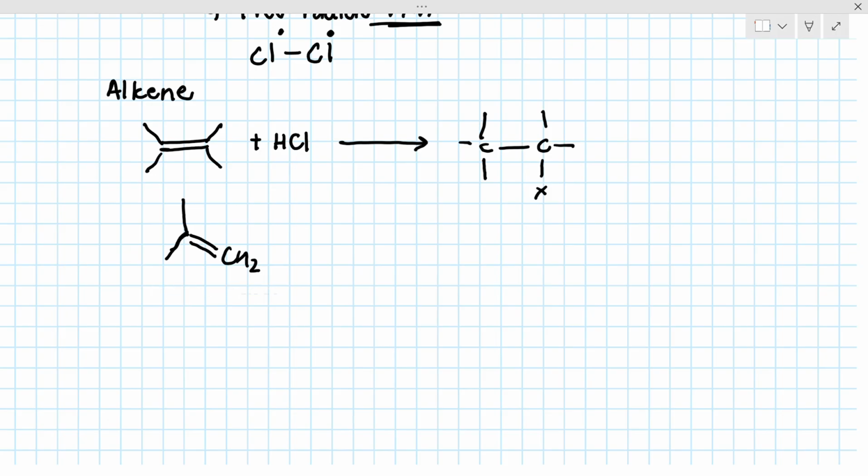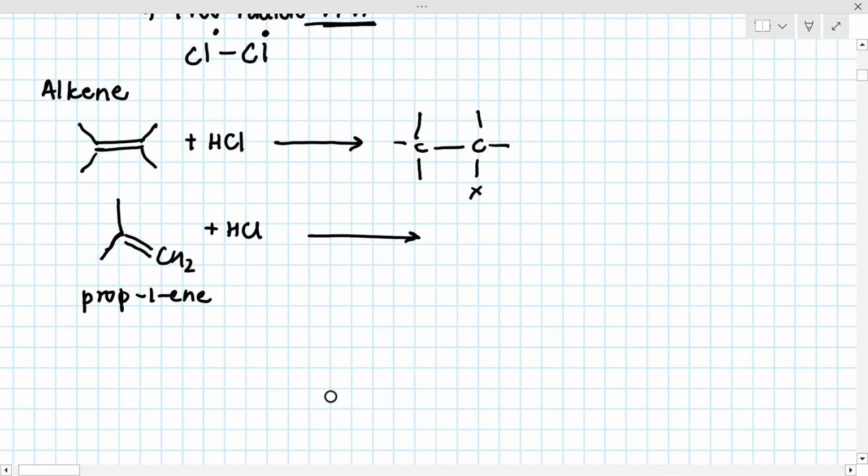So when you are adding acid to prop-1-ene, where will the Cl and H go? Because they can go to this carbon or this carbon. Which carbon will they go to? So here you follow Markovnikov's addition rule.